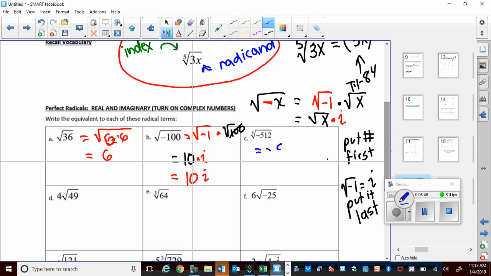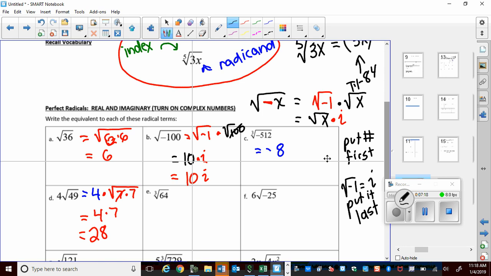Next, 4 times the square root of 49. So when you're in this situation, you just bring your number out. 4 comes out times the square root of 7 times 7. One of these goes away and the other comes out. This equals 4 times 7, or just 28. Okay.